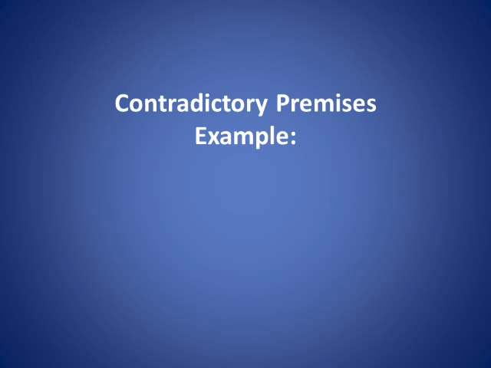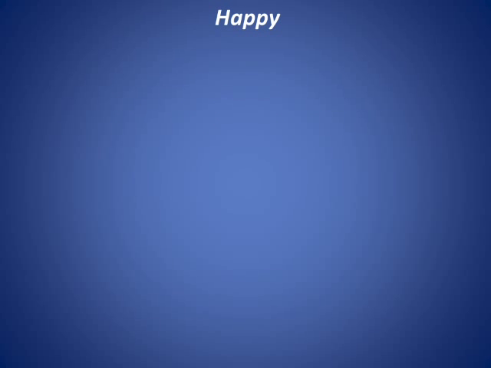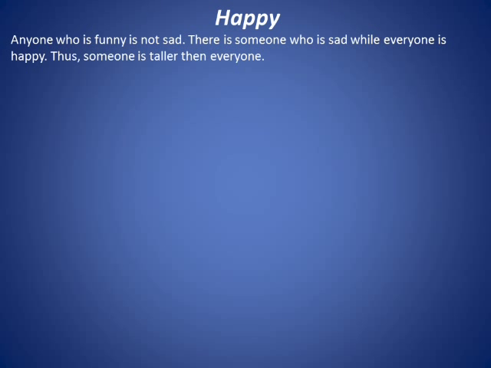This is an example demonstrating the contradictory premises rule. We call it happy. The story is this: anyone who is funny is not sad. There is someone who is sad while everyone is happy. Thus, someone is taller than everyone.